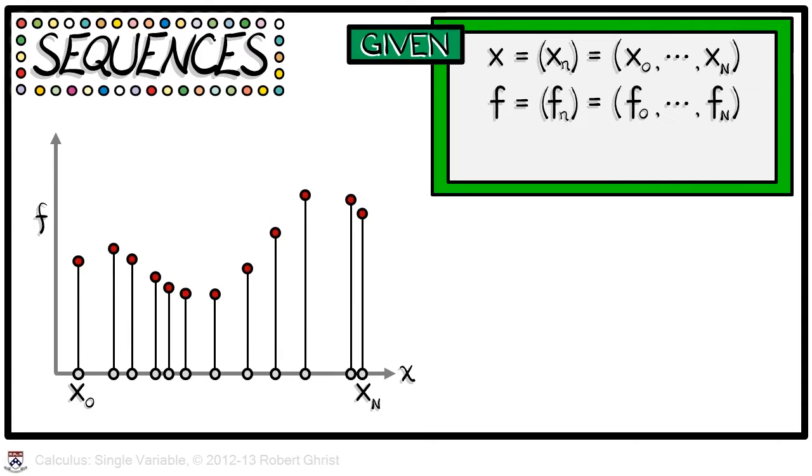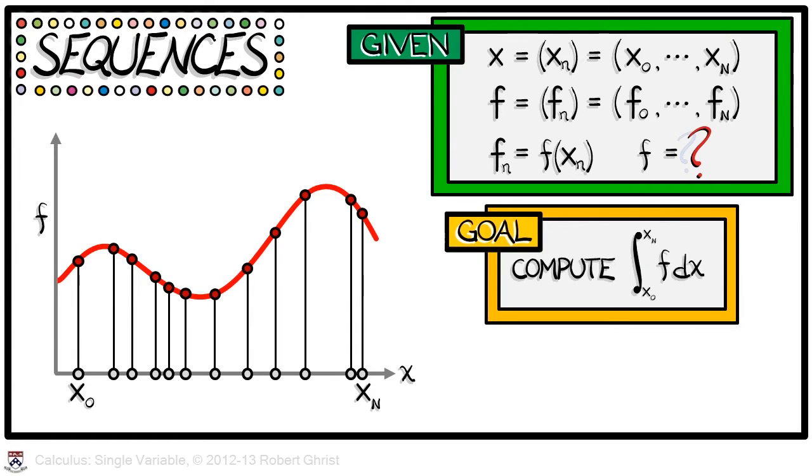And then one is given a sequence of function values, f sub n, that is thought of as a sampling of some smooth or continuous function f. Now the question is, given only these values, how can we approximate the integral, even though we do not know the actual function f, but only the sample values? Well, of course, we can't get the exact answer, but we can approximate.